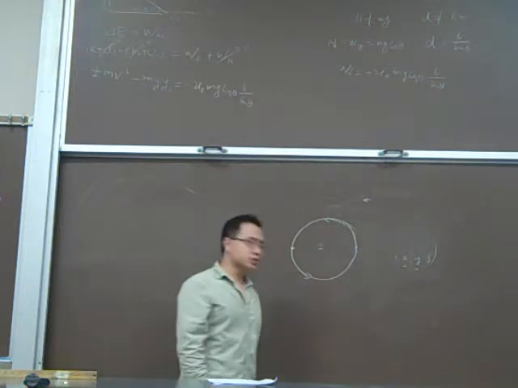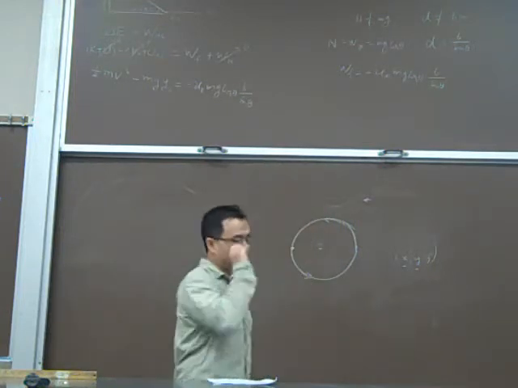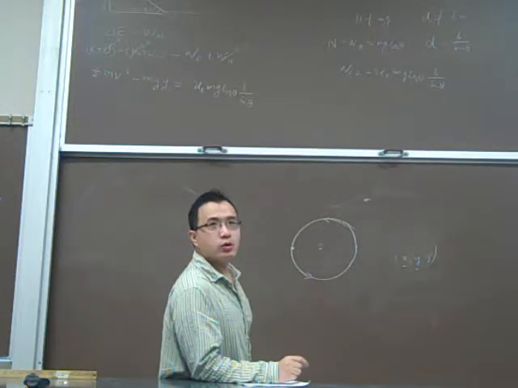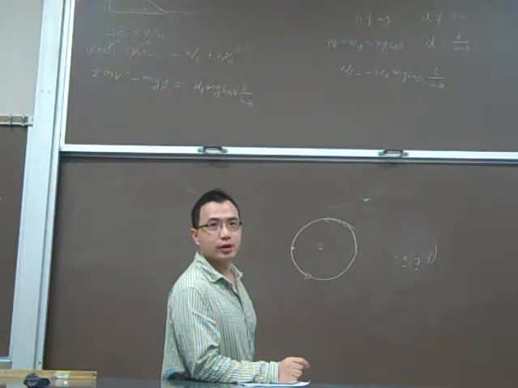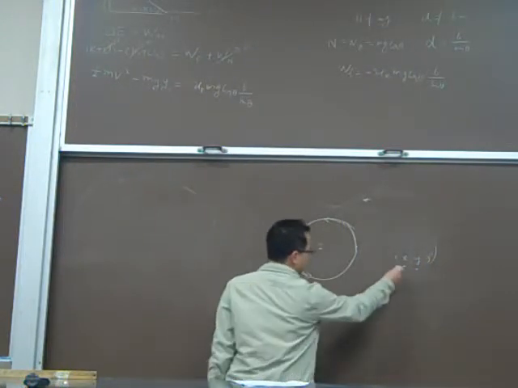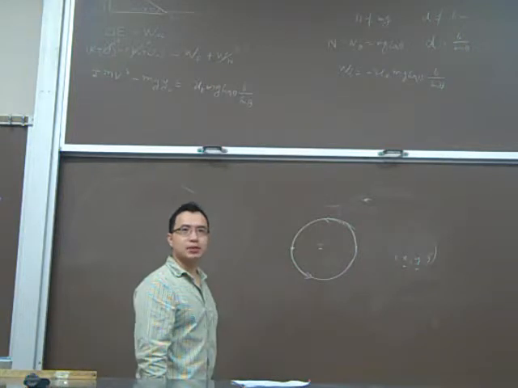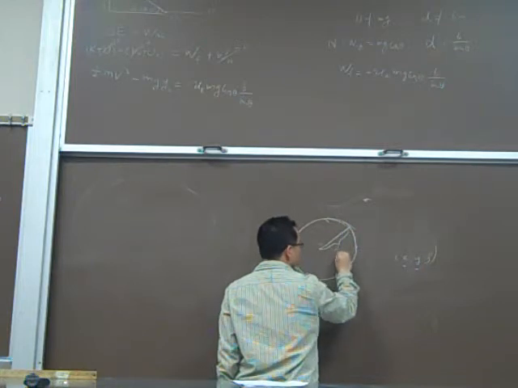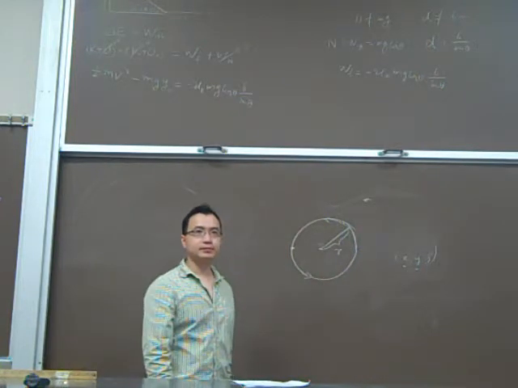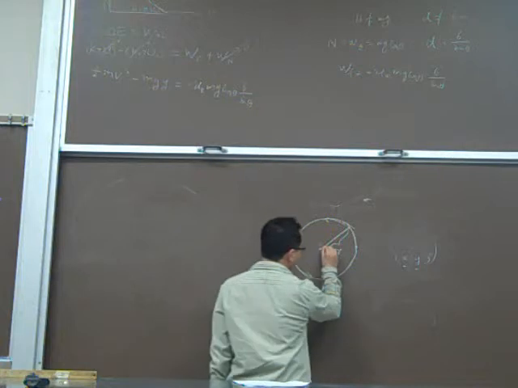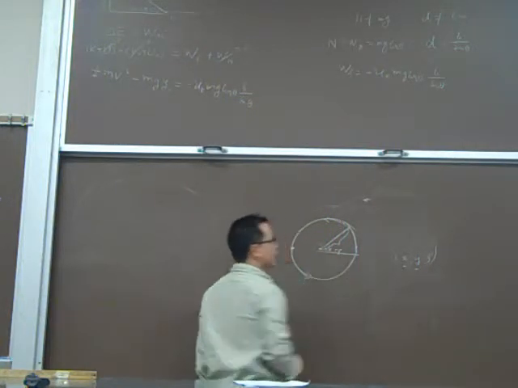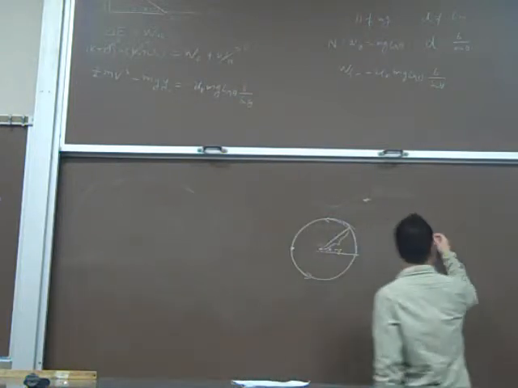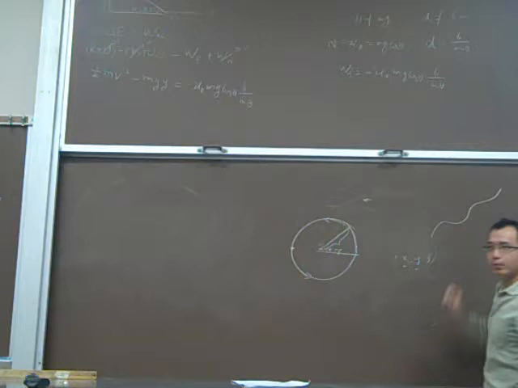So we can change to use another kind of description. I don't know if you have learned this, it's called polar coordinates. Instead of using x and y to describe the position, you can also use the radius r and the angle theta to describe the motion. That's called polar coordinates. It can be applied to any kind of motion. Say if you have some general motion like this.